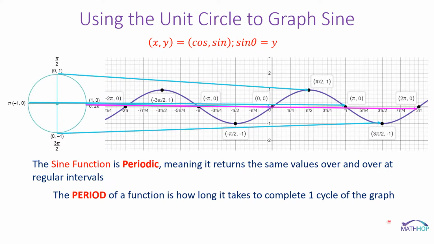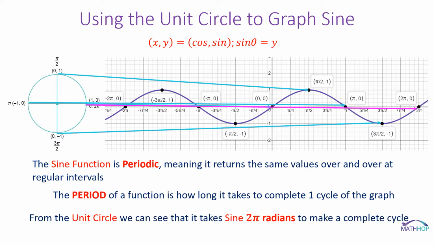So we can see here, we used the unit circle to graph this. We went all around the unit circle, starting at 0 and ending at 2 pi. Therefore, from the unit circle, we can see that the period of sine is 2 pi radians, or 360 degrees, meaning it takes sine 2 pi radians to make a complete cycle.